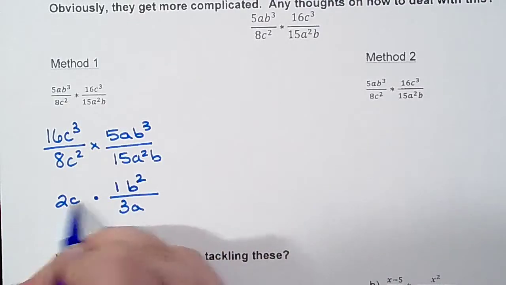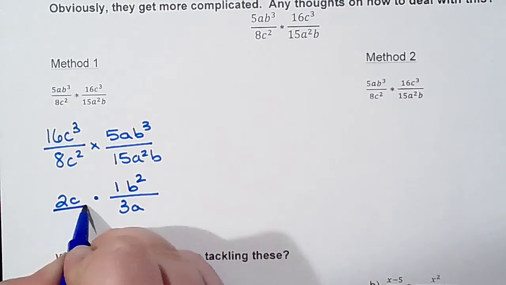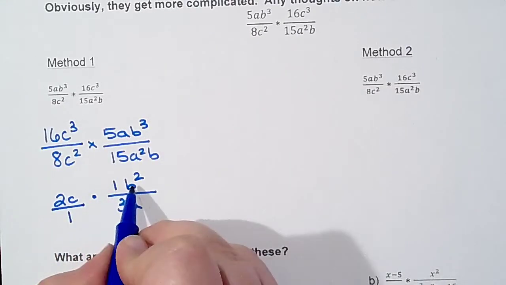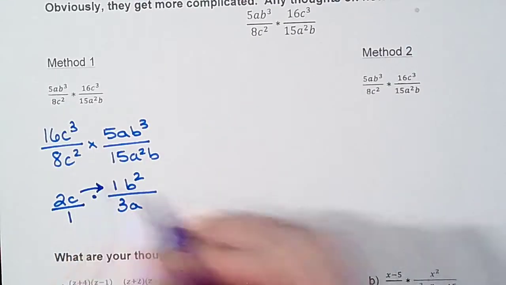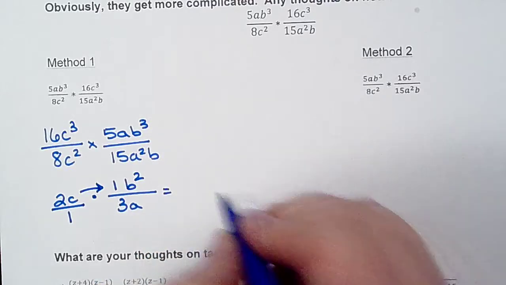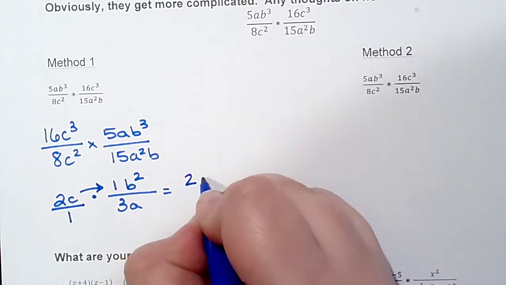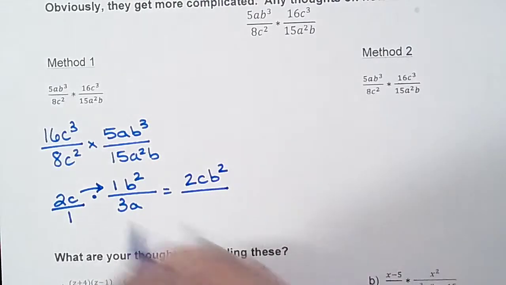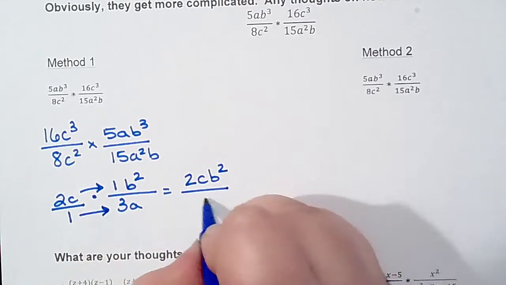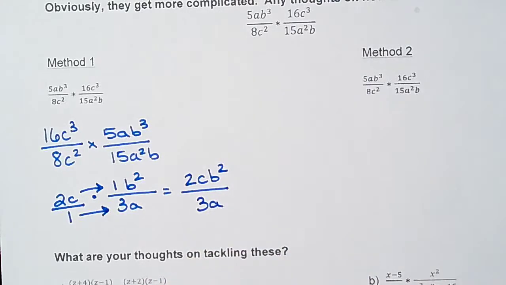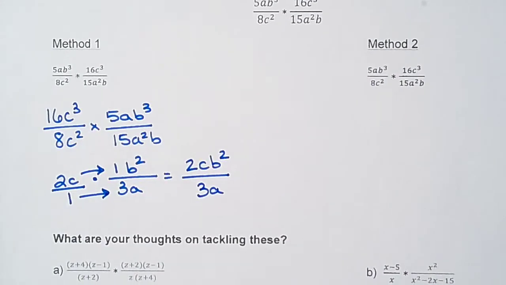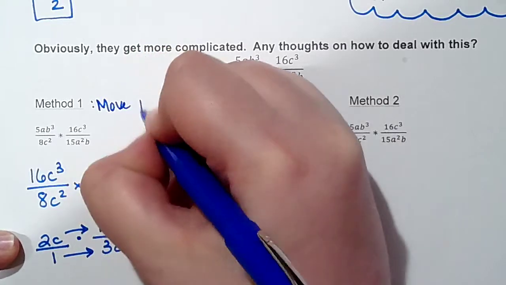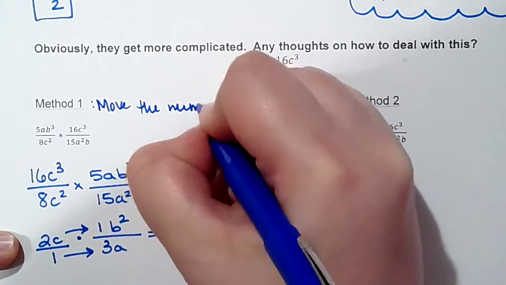How do we multiply a whole number by a fraction? Well, we put the whole number over 1 and multiply across the tops just like we did before. So 2c times 1b is 2cb squared. Multiply across the bottom, 1 times 3a is 3a. Just like that. So method 1, move the numerator. I'm going to say move the num.